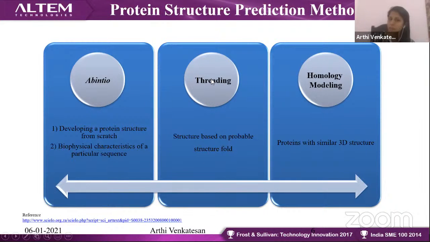And apart from that, there is something called threading. What happens in threading is that 40 to 50% similar sequences will be available, so based on that you can model your structure. Here you will be getting a similar protein 3D structure. You will be getting the RCSB PDB data bank structure with similar sequences. So based on that, we'll be performing homology modeling.